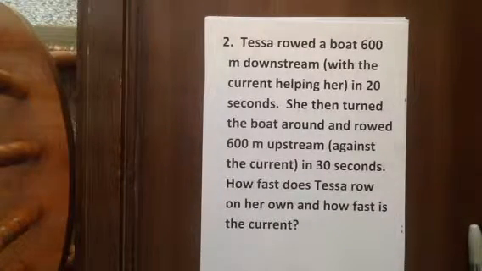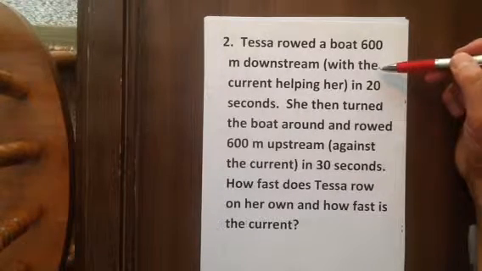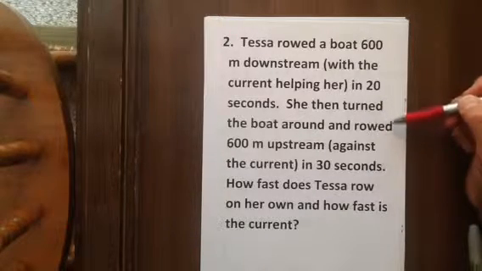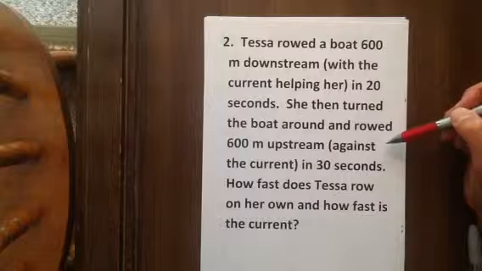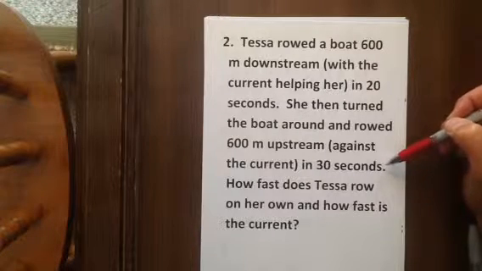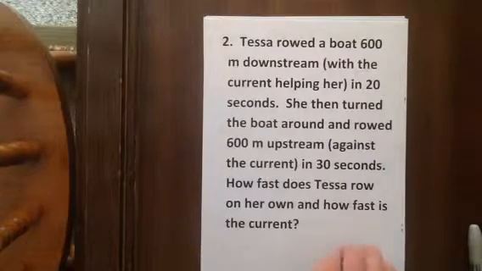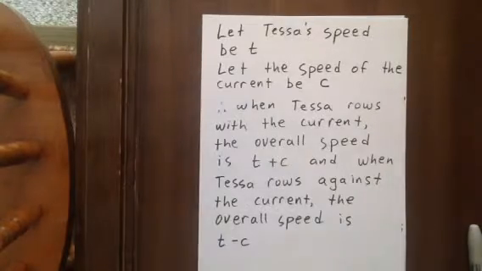Okay, our next question here tells us that Tessa rowed a boat. She rowed it 600 meters downstream with the current helping her in 20 seconds. She then turned the boat around and rowed 600 meters upstream against the current in 30 seconds. And we want to know how fast she can row on her own and how fast the current is.